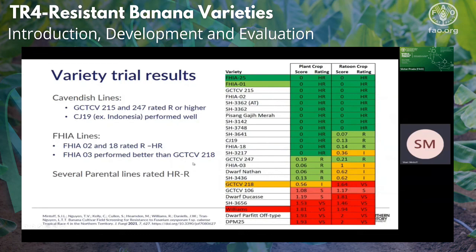More encouragingly for the breeding programs, quite a lot of the parental lines that we tested actually did pretty well against TR4.